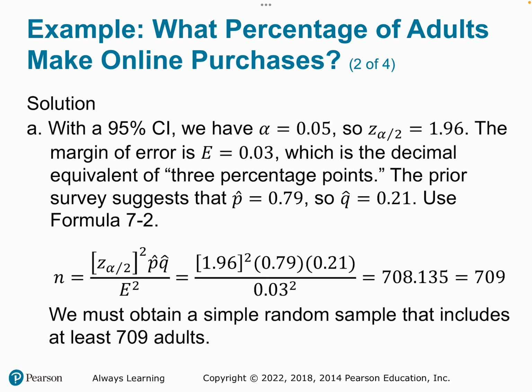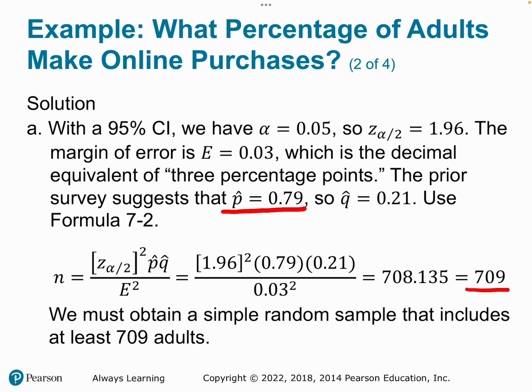So here we have the formula. Because we do have a previous value of p hat, we're going to use the first of the two formulas. Again, our critical value was 1.96. That came from the fact that we want 95% confidence. P hat was 0.79, which makes q hat 1 minus 0.79, or 0.21. And our margin of error, we're going to write as a decimal. 3% is equivalent to 0.03. And so we get 708.135 would be the sample size needed. And as we saw earlier, we always round up to the next whole number.